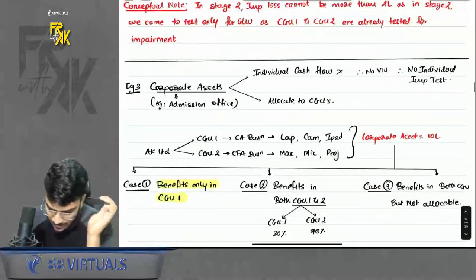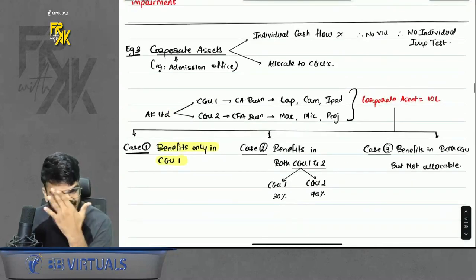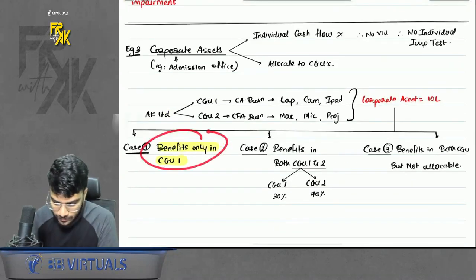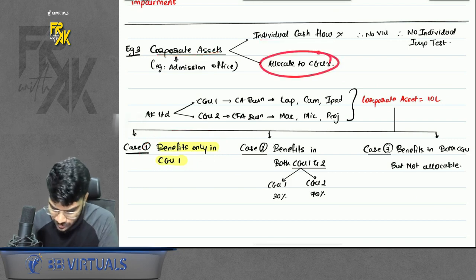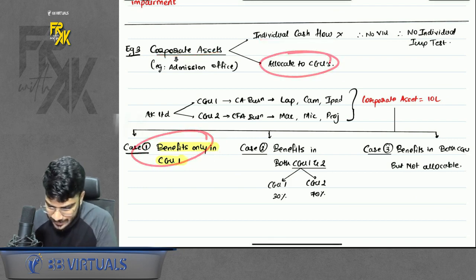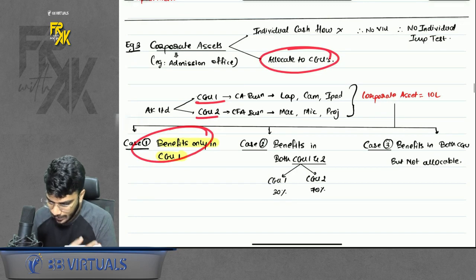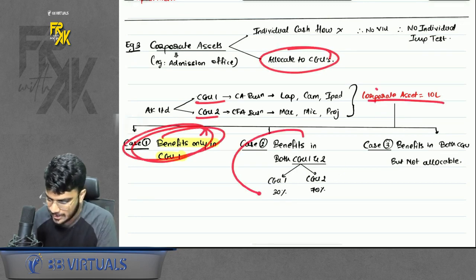So here also there are 3 cases, like goodwill only. Case 1, corporate asset, individual cash flow not available, so no value in use, therefore allocate to CGUs. So now let's say again I have 2 CGUs and I have a corporate asset. Again 3 cases just like goodwill, right?